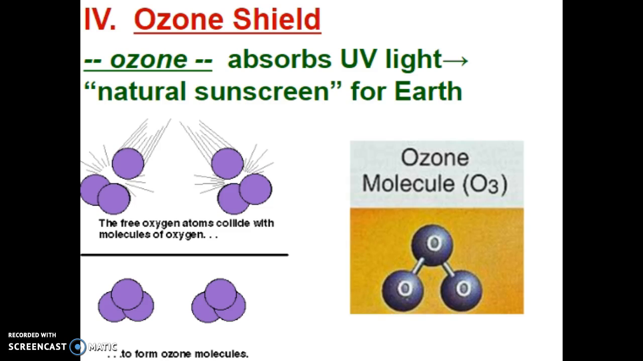The ozone itself takes care of the majority of UVA rays. And in order to keep our natural sunscreen, we have to keep that ozone layer that's found up in the stratosphere intact.